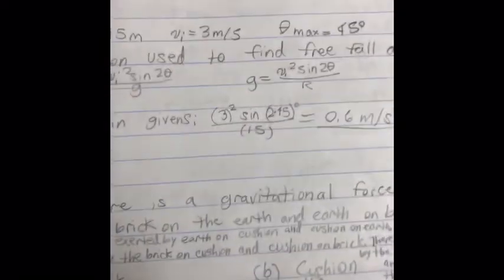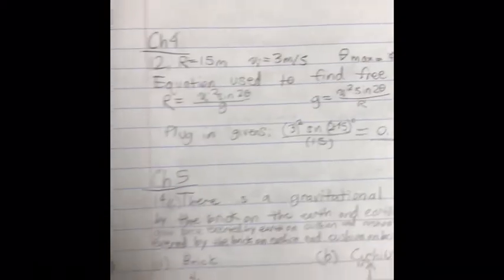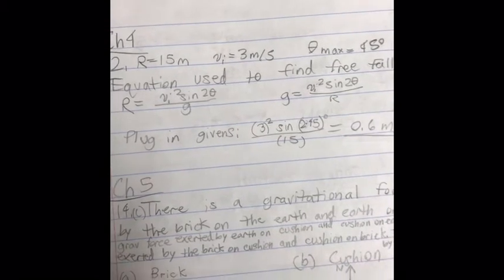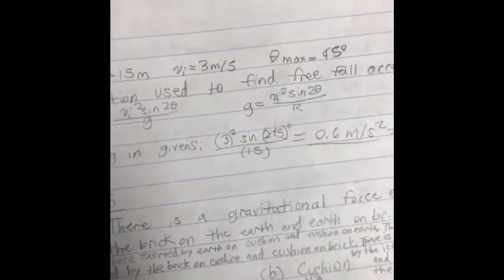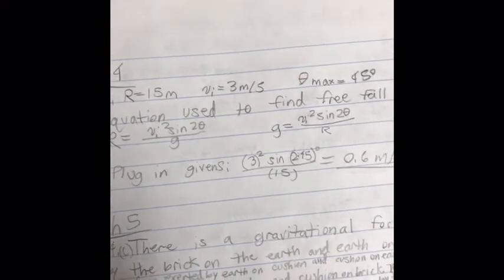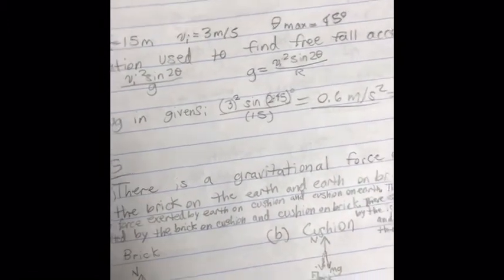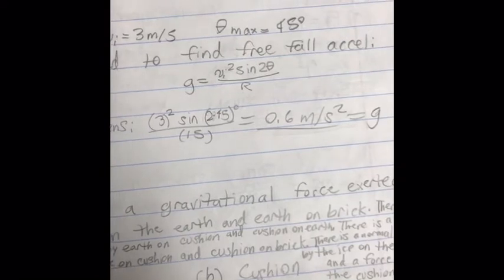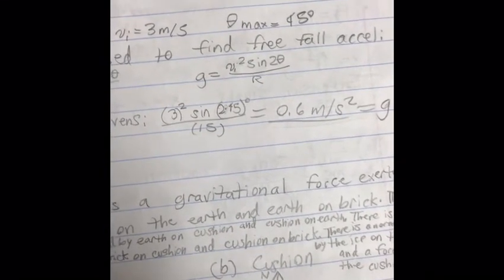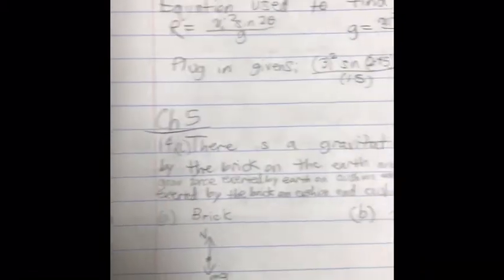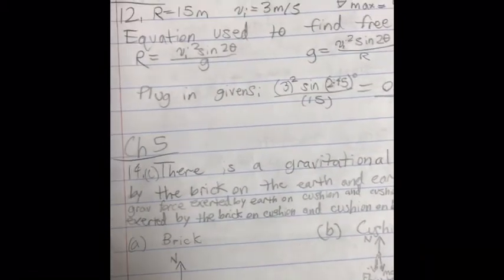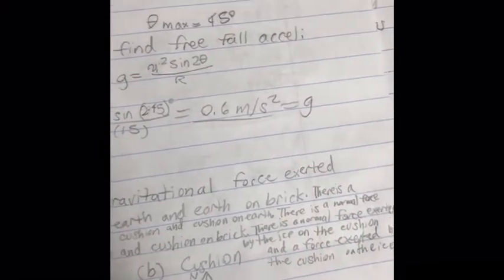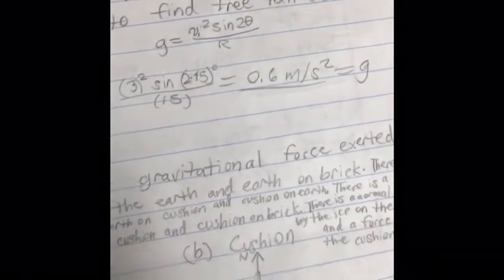Then I used an equation to find free fall. I got R equals v_i squared sine 2 theta over gravity, and then I rearranged for g, because we're trying to find the free fall acceleration on the planet. So I got v initial squared sine 2 theta all over R, and then I plugged in the givens. I got 0.6 meters per second squared as the gravity on that planet.